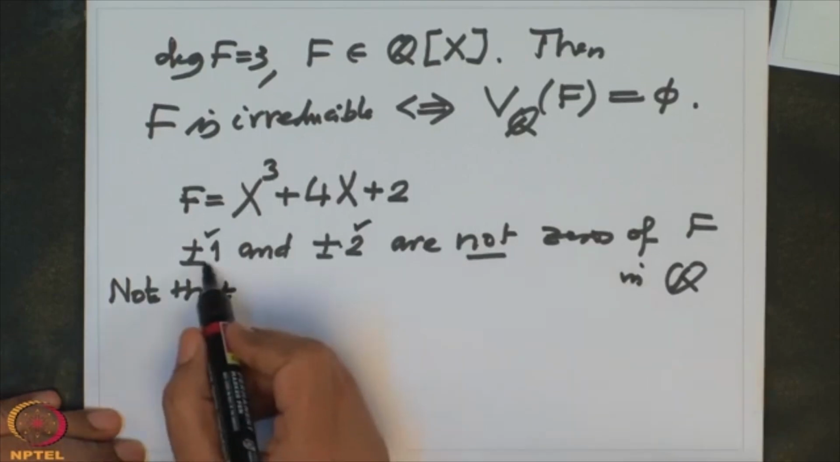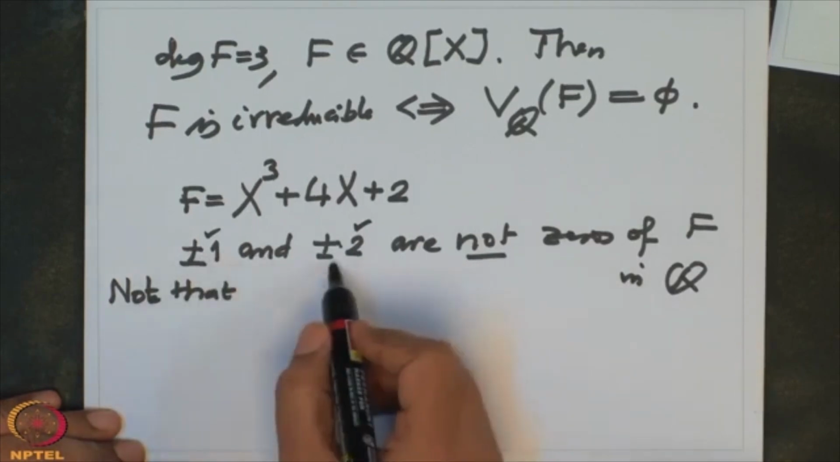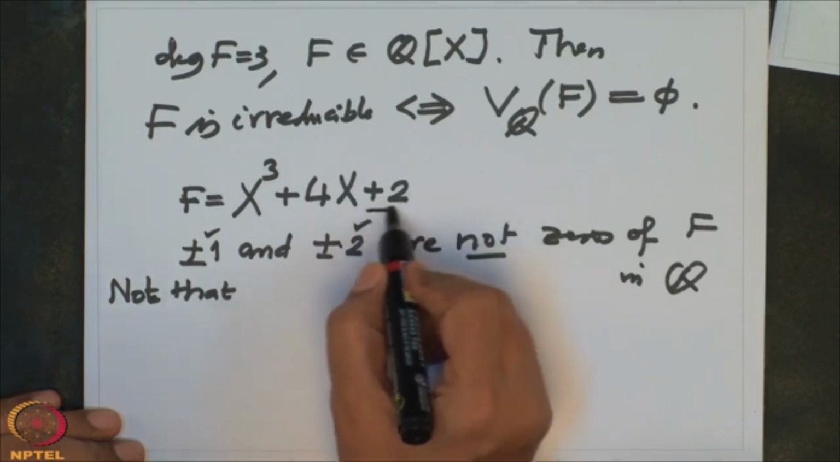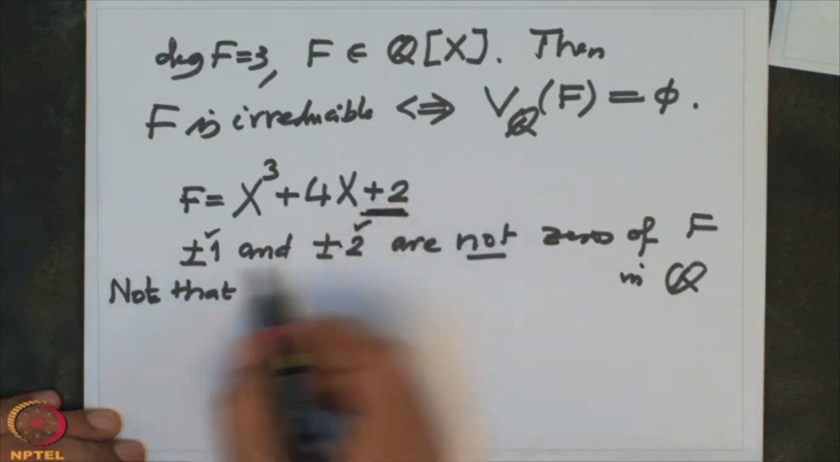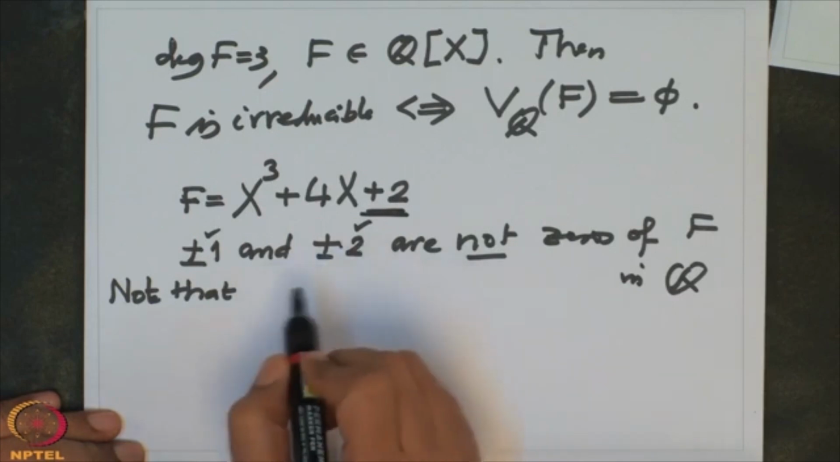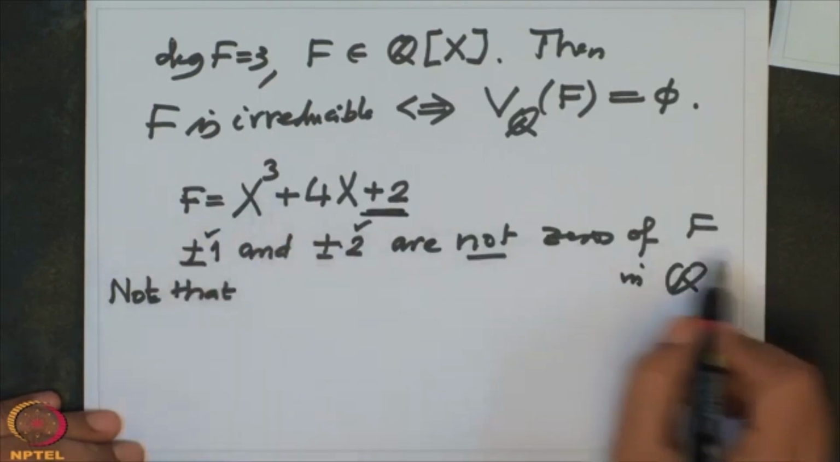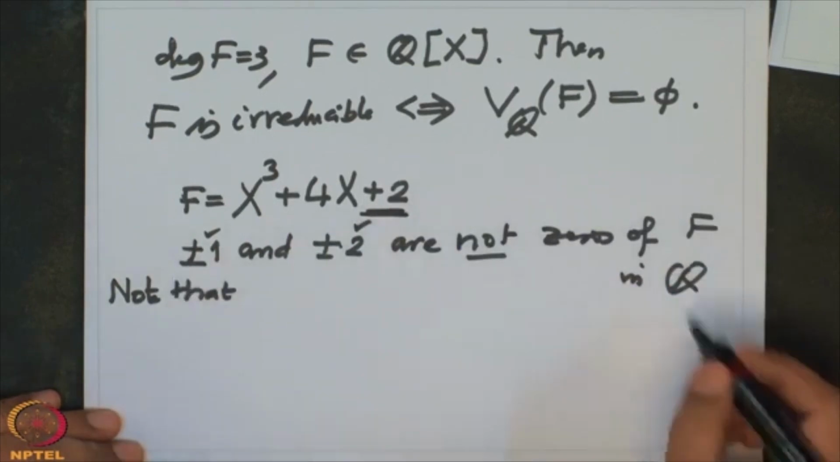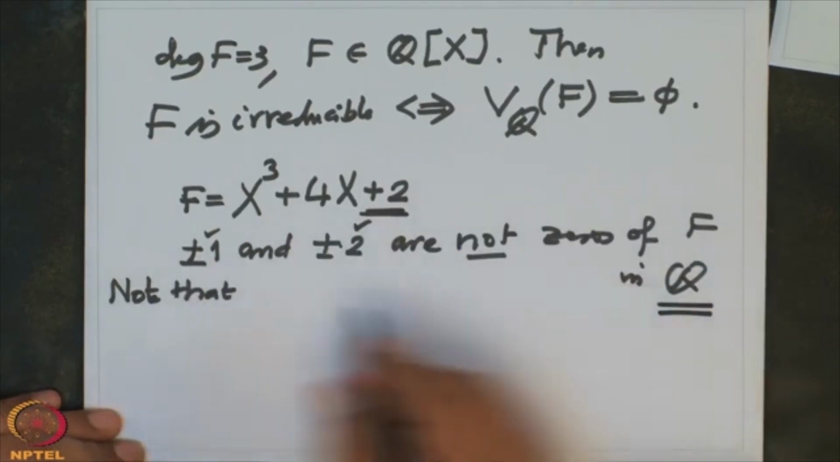And how do I know that I only have to test these? That is because of the constant term. The factors of the constant term are plus or minus 1 and plus or minus 2. So in general, if somebody has a zero, that is the speciality about Q, then these are the only possibilities.